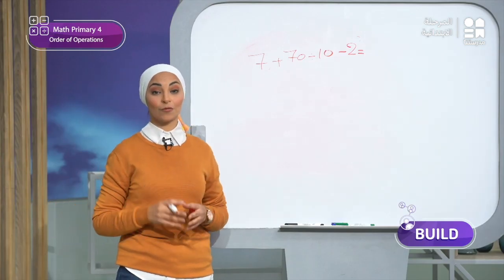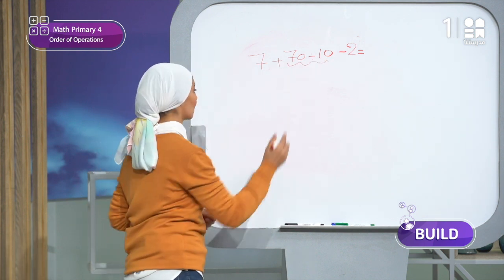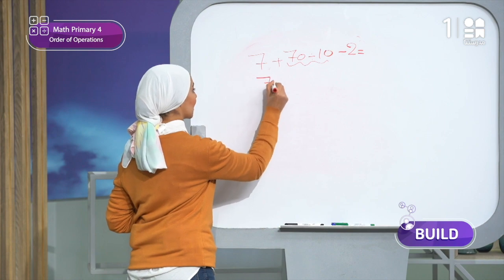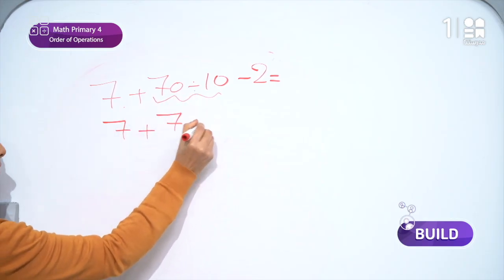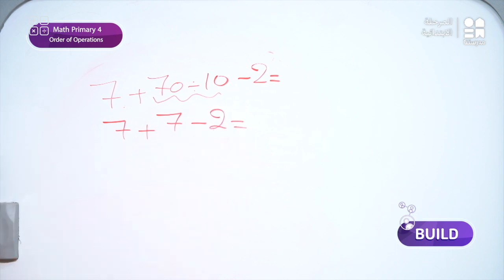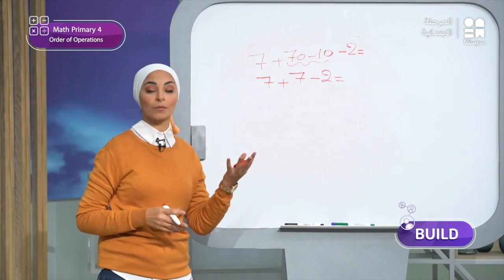Right, as we said before, the first thing I will do is 70 divided by 10. Then I will write my problem. So I have here 7 plus 70 divided by 10 gives me 7, then minus 2. And then what is the next step? Yes, I will make an addition or subtraction. I must start from the left.